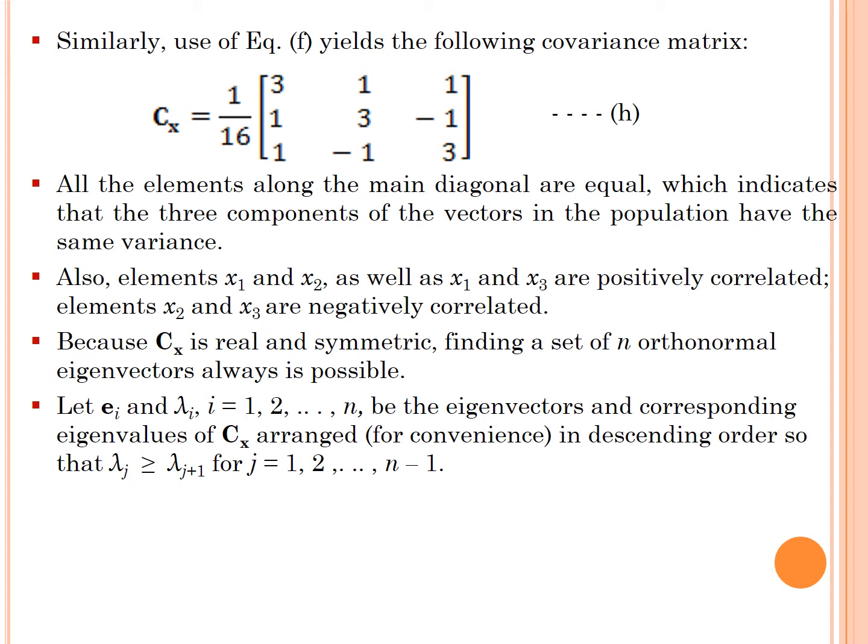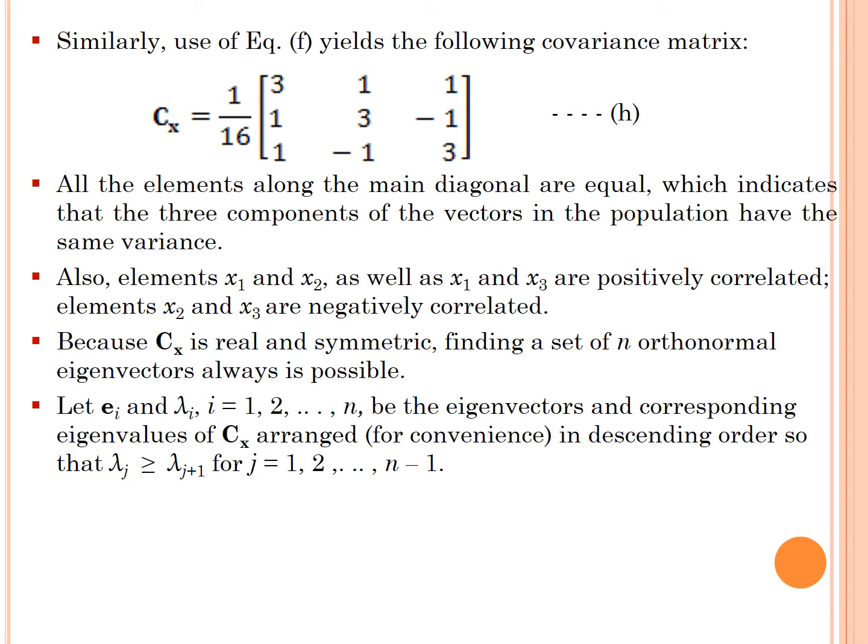All the elements along the main diagonal are equal, which indicates that the three components of the vectors in the population have the same variance. Also, elements x1 and x2, as well as x1 and x3, are positively correlated. Elements x2 and x3 are negatively correlated.